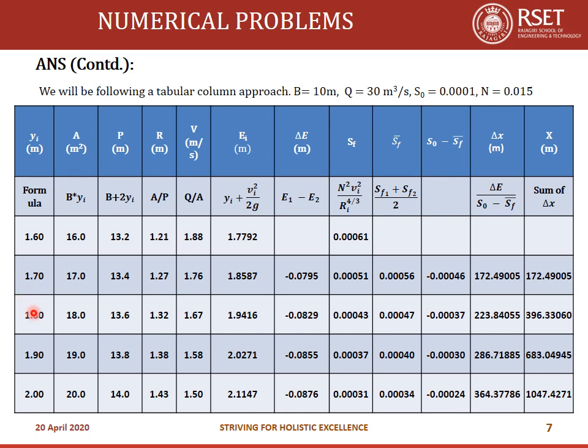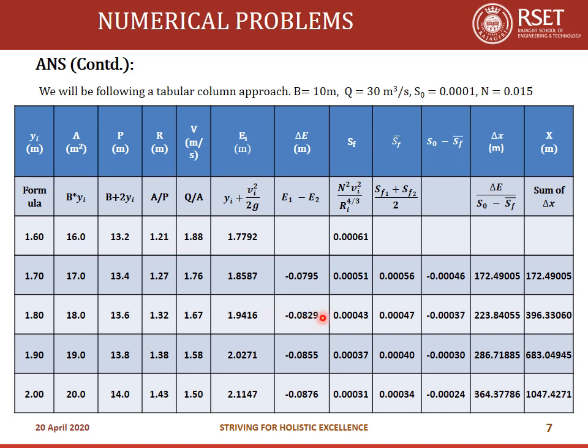Now the next depth that I've considered is 1.8 meter. So 1.8 corresponds to 18 meter squared area, 13.6 meters the wetted perimeter. Hydraulic mean depth is 1.32 meter. Velocity Q by A is 1.67 meter. Energy, using Y3 plus V3 squared by 2G, I will get 1.9416 meter, and E1 minus E2 corresponding to this particular cell will be 1.8587 minus 1.9416. So the immediate energy before it minus the energy in this cell would give you delta E over here.